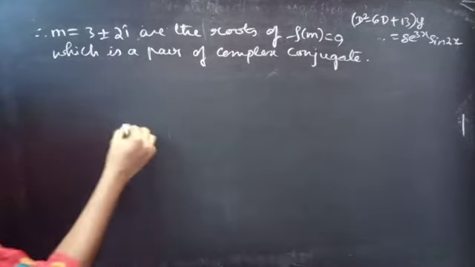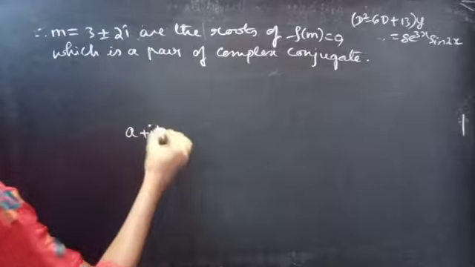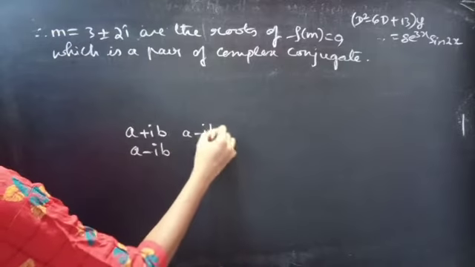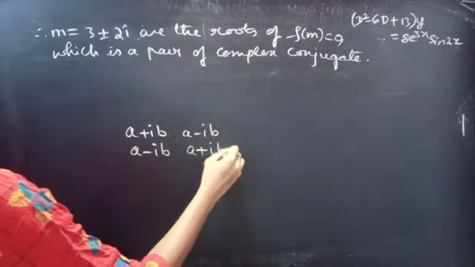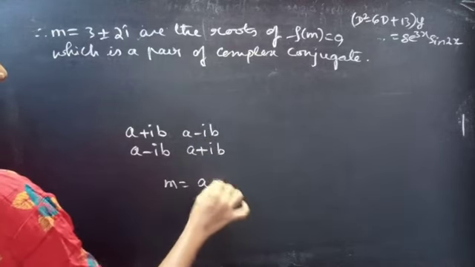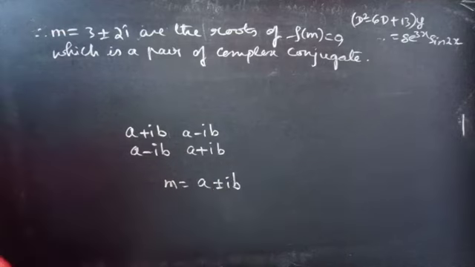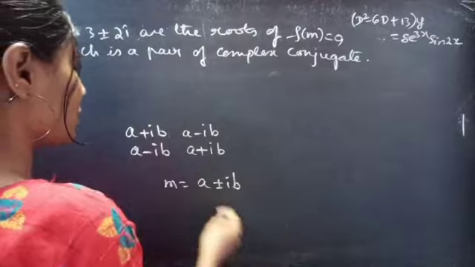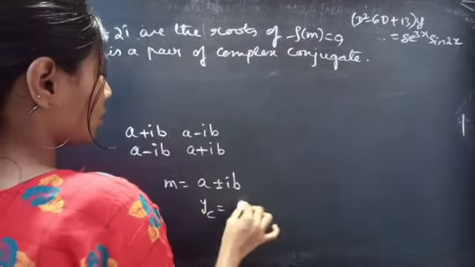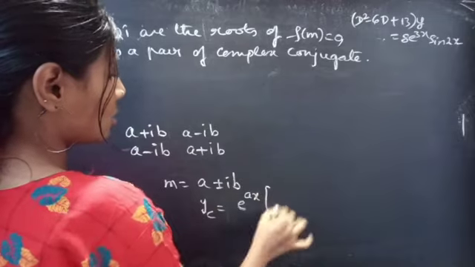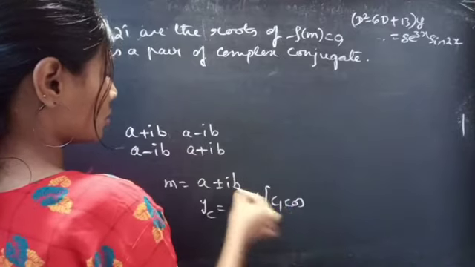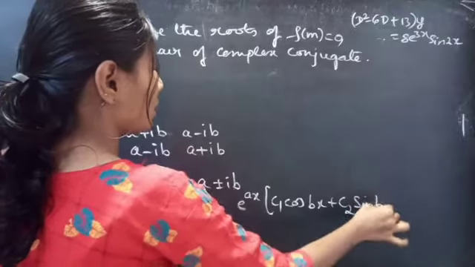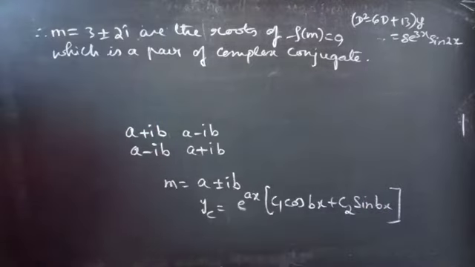We know that a plus ib is a complex number and its conjugate is a minus ib. If a minus ib is a complex number, its conjugate is a plus ib. So we can call m equals a plus or minus ib a pair of complex conjugates. So if we have m equals a plus or minus ib, then yc will be e power ax into one constant into cos bx plus another constant into sine bx. Now let's write the complementary function.